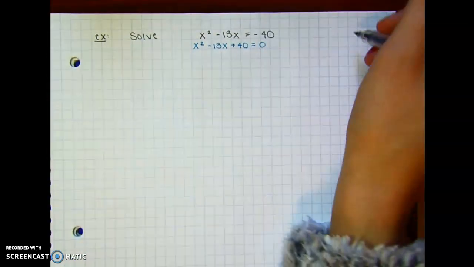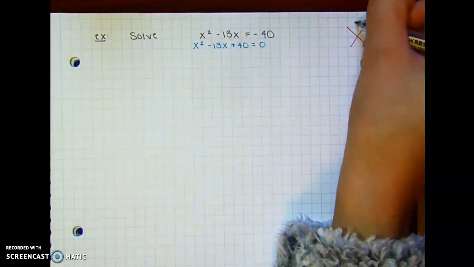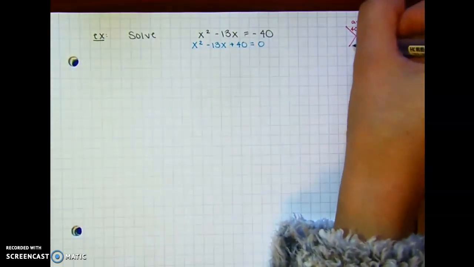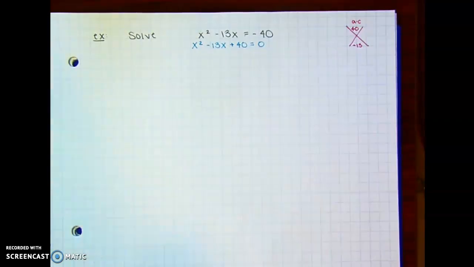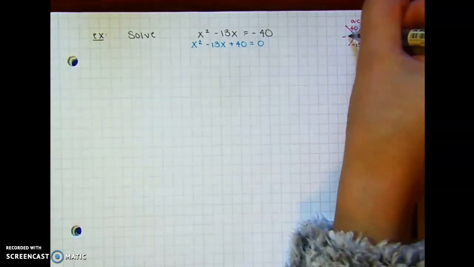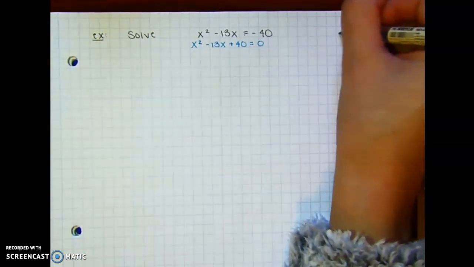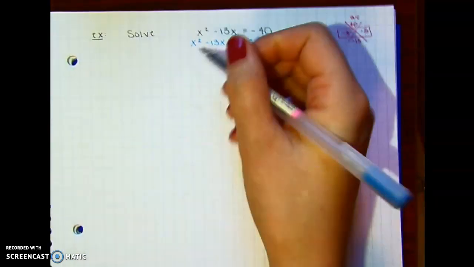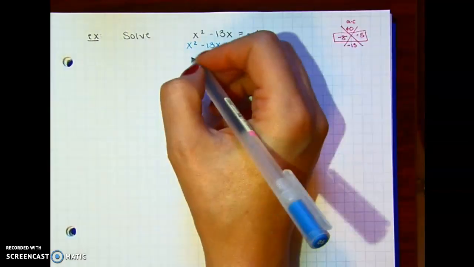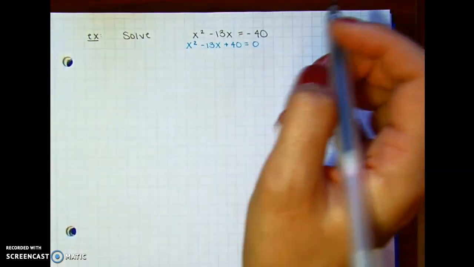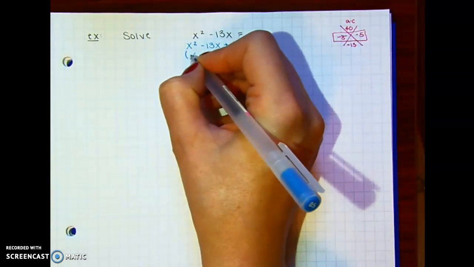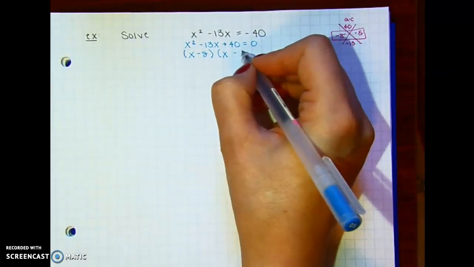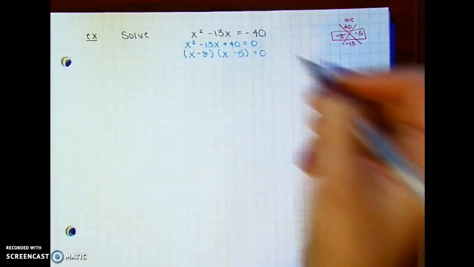So what multiplies to a times c? So what multiplies to 40 and adds to negative 13? I believe negative 8 and negative 5. So if you want to skip the work in between, you can when a is equal to 1, but we'll talk about that in our next video. So we have x minus 8 times x minus 5, and then bring down our equal 0.